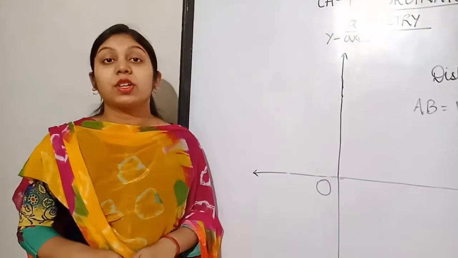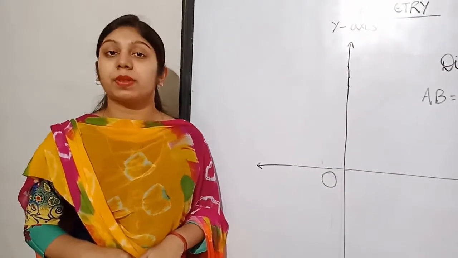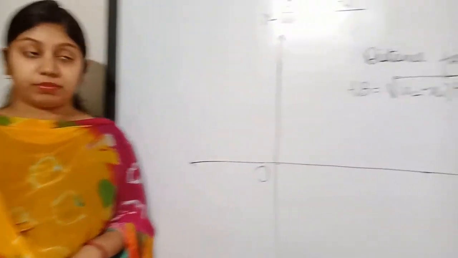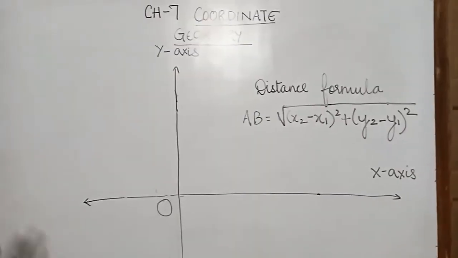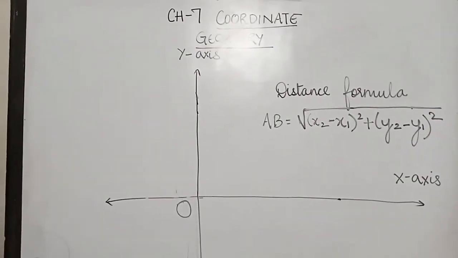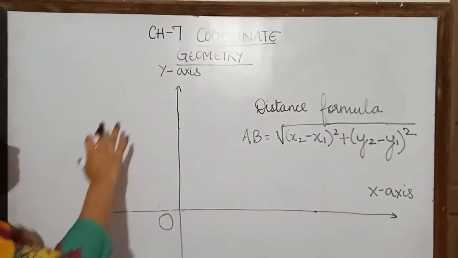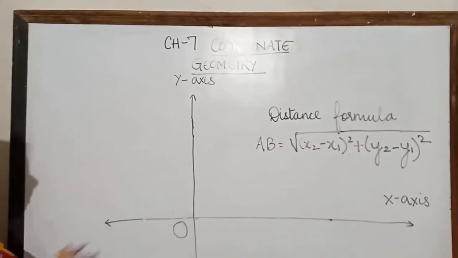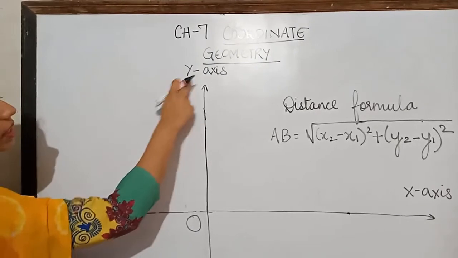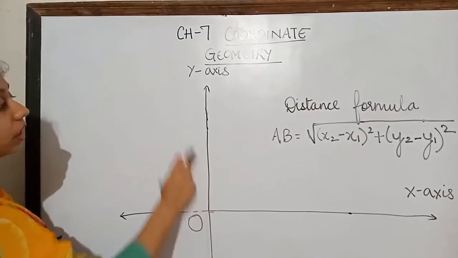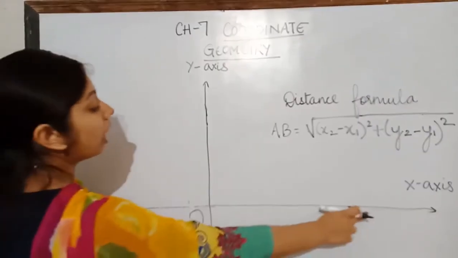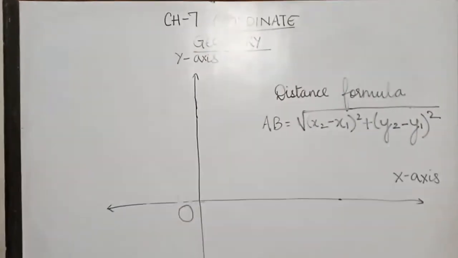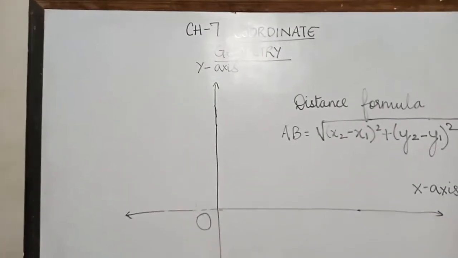Hello class 10. Today we are going to start with chapter number 7, coordinate geometry. Now you all have studied in class 9 that if we have a plane and if we draw a 2D graph on it, we get two types of axes. First we have the y-axis, that is the vertical line, and then we have the x-axis, that is the horizontal line.